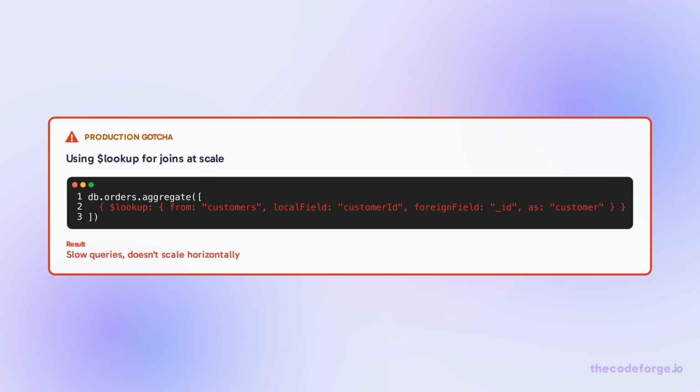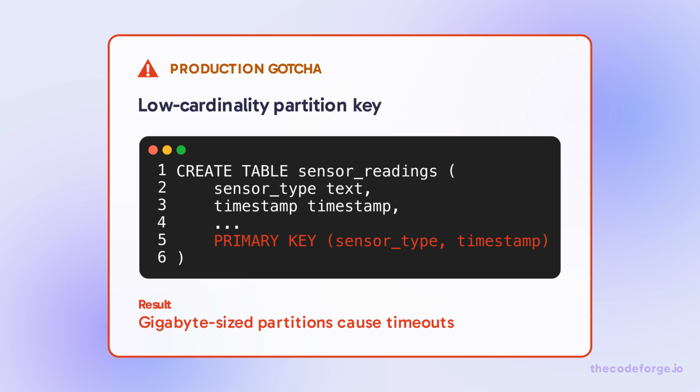Document stores are terrible for joins. MongoDB's $lookup is slow and doesn't scale. If your data is highly relational, use a graph store or PostgreSQL with JSONB. If you use a low-cardinality partition key like sensor type, one partition can grow to gigabytes, causing read timeouts and compaction storms. Always ensure partitions are bounded, e.g., by time bucket.